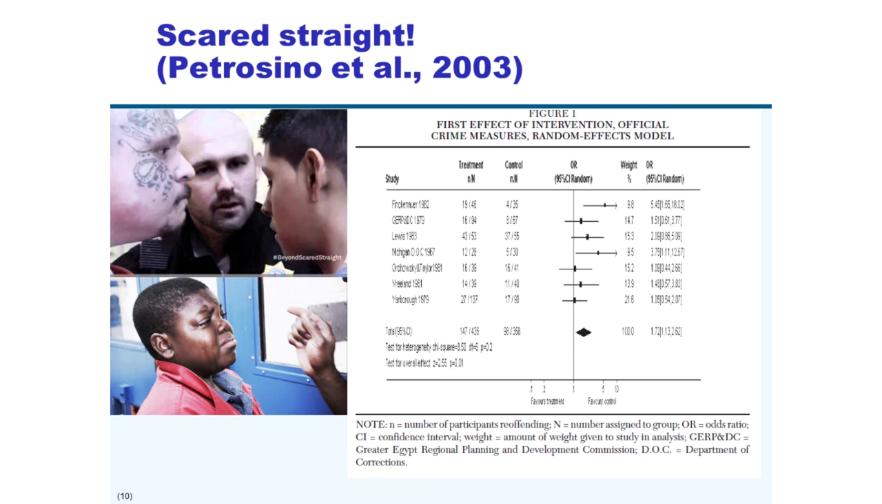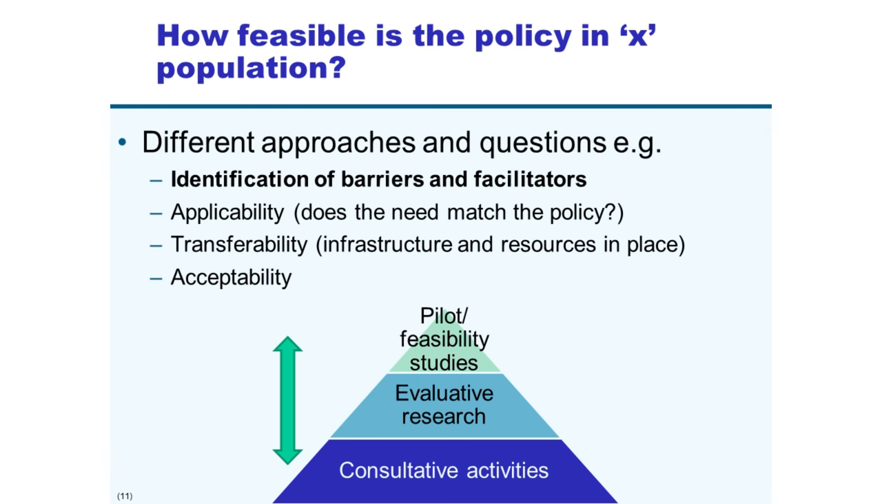But nevertheless, it became policy in 2003, around the same time that this was published, and it was signed into legislation by the then Illinois Governor Rod Blagojevich, who's actually now in prison himself for corruption. But this evidence showed that actually scaring children, making them cry like this, doesn't work.